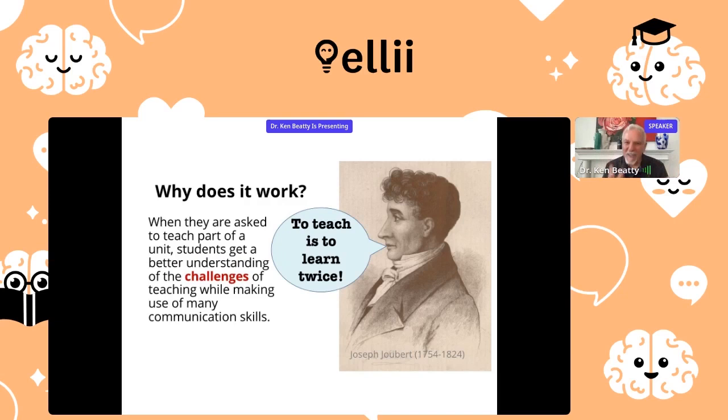They're asked to teach part of a unit. Students get a better understanding of the challenges of teaching while making use of many communication skills. I guarantee also, this raises respect for teachers. As soon as students have to sit on the other side of the desk, oh, all right, okay, this isn't as easy as I thought. So they get more respect for the teachers. It's a great thing to do.